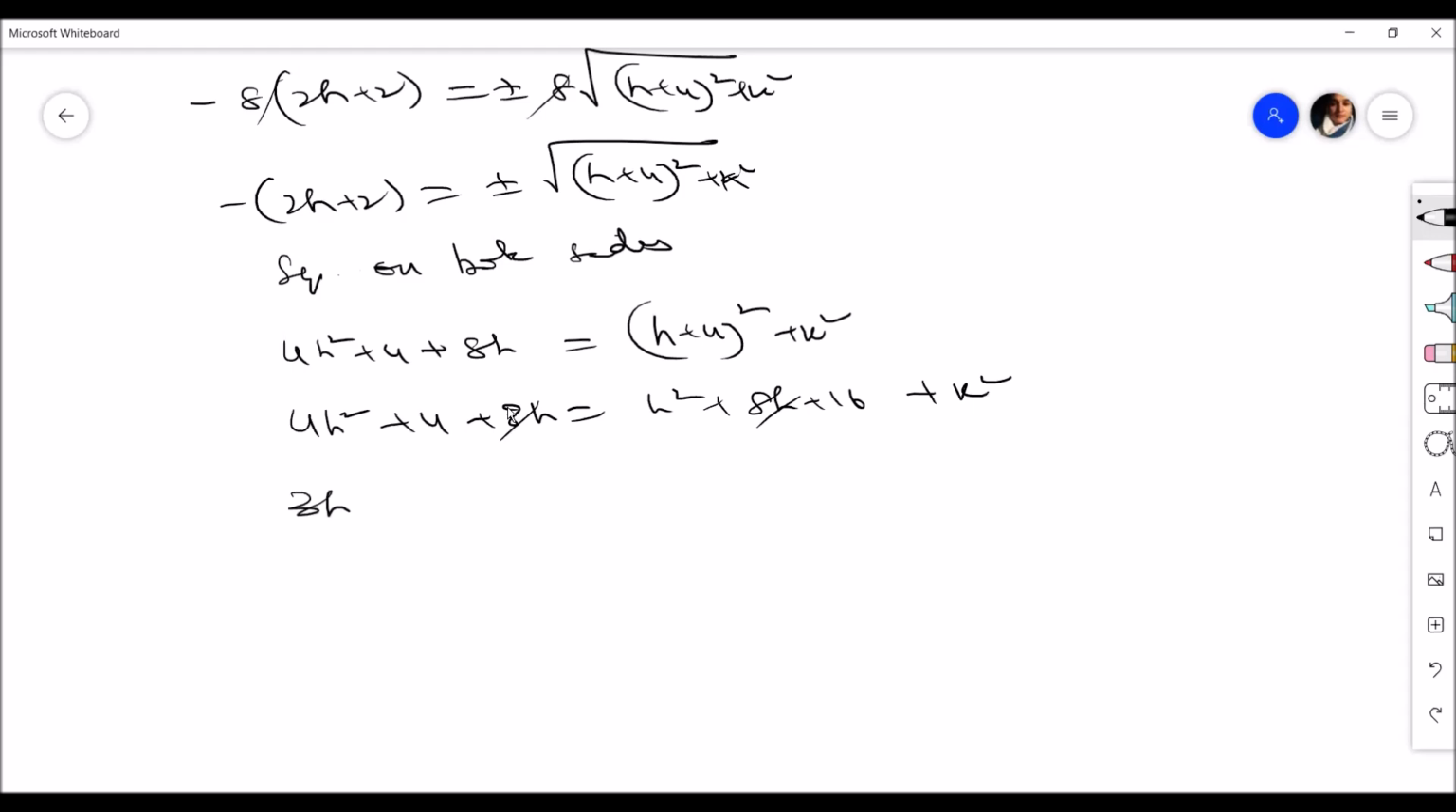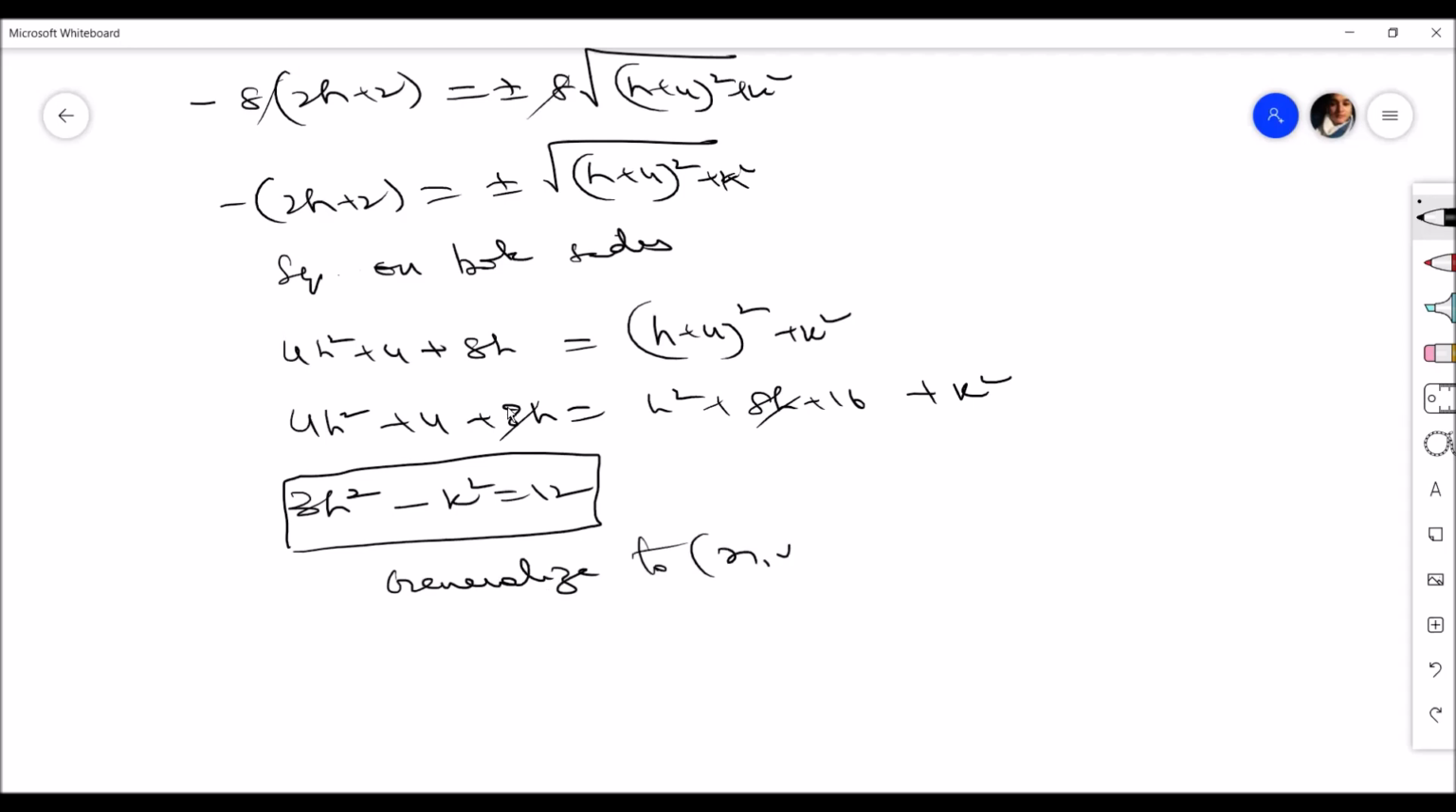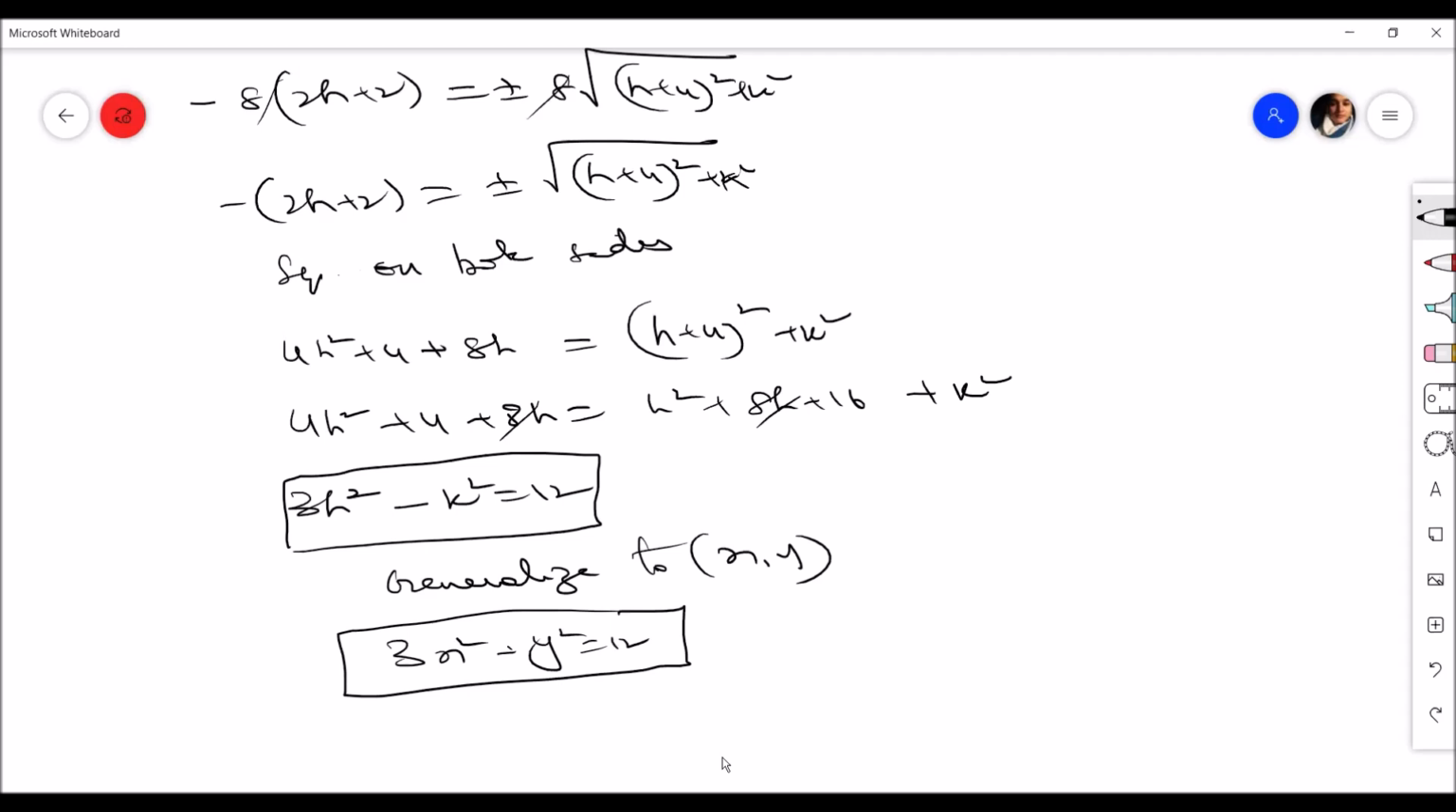So that will give me 3h square minus k square is equal to 12. So the next step is to generalize to (x, y), which will give me 3x square minus y square is equal to 12, which is your final answer. Clear? All of you?